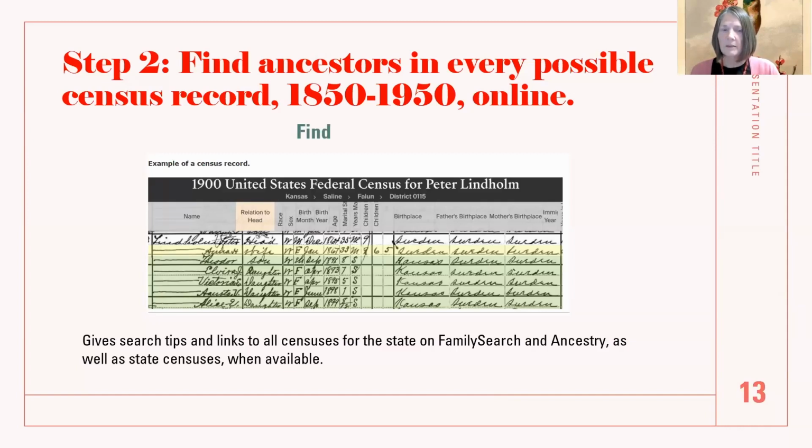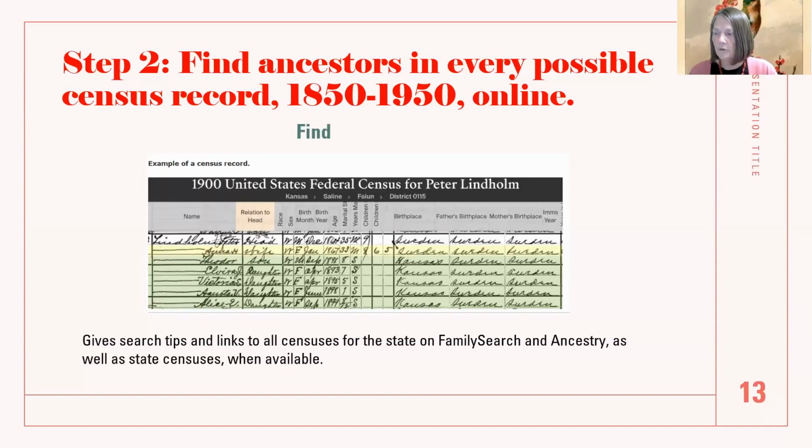So what this does is it gives you search tips and links to all the censuses for that particular state in FamilySearch and Ancestry. And there are a lot of state censuses available starting about this time in certain states. So if they do have a state census, they will give you the link to that as well. So this is part of your find, okay? So now we're finding. This is finding the records.